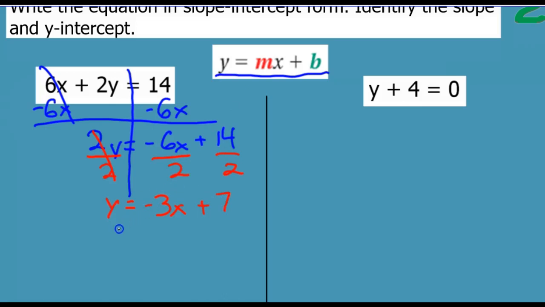Now if we're looking at y equals mx plus b, our m looks to me like it's negative 3, and our b looks like 7.